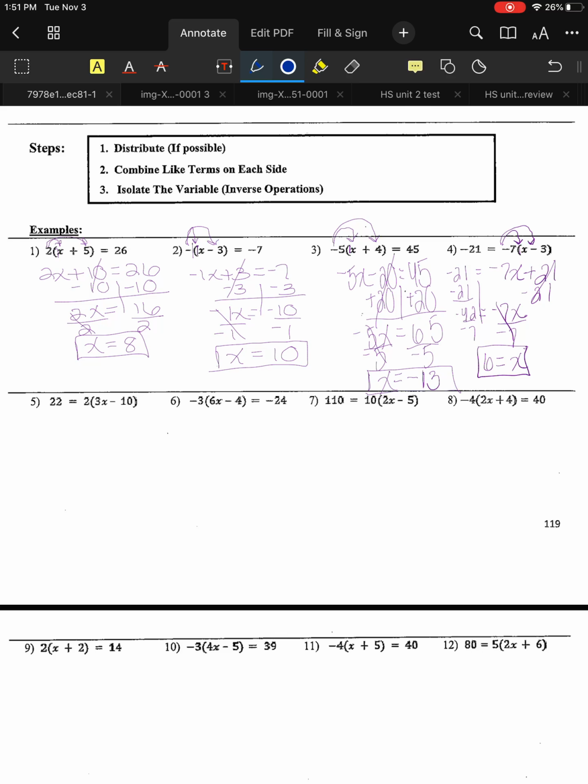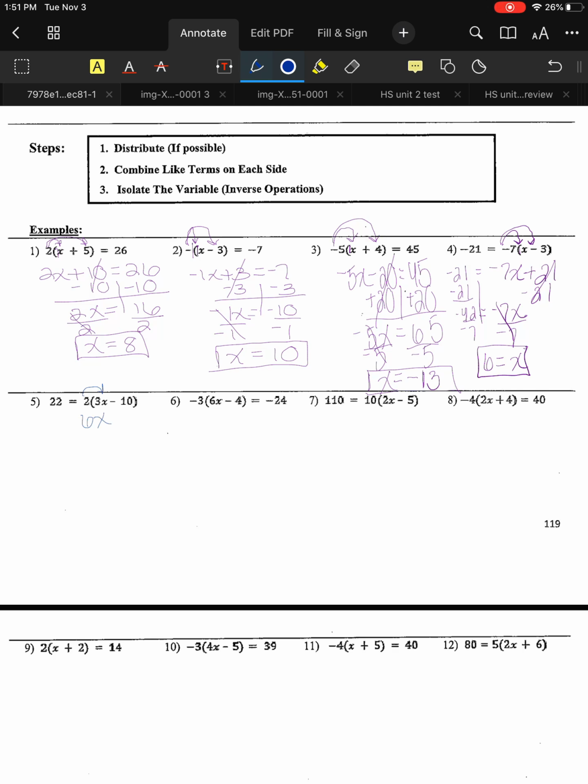Okay, if you're feeling confident with this, you can pause the video and I would try 5 through 8 on your own, and then hit play and check your answers. But don't do all of them on your own just yet, 5 through 12, because you want to make sure that you are doing them right before you do all of them. So just do 5 through 8, pause, try it, hit play.